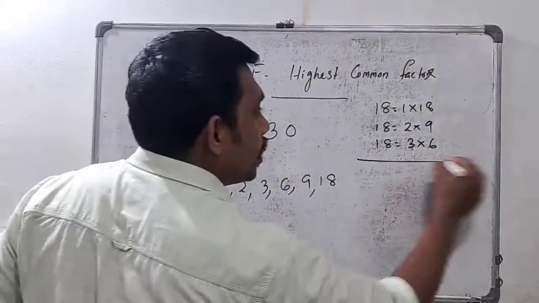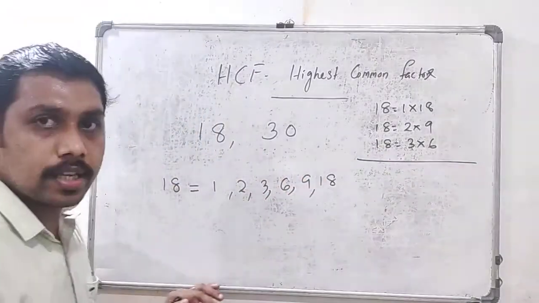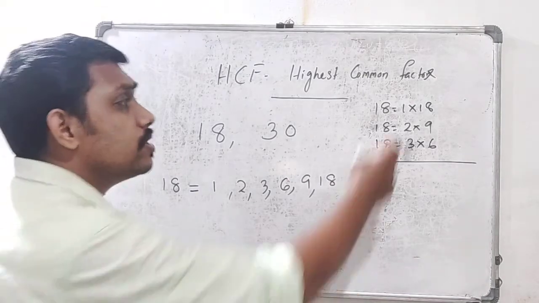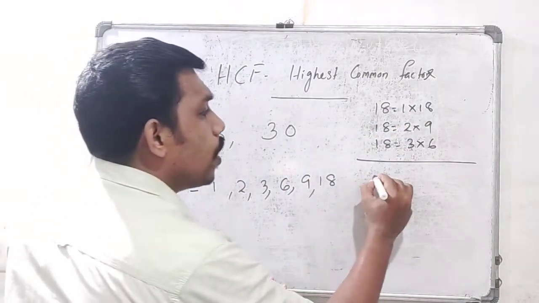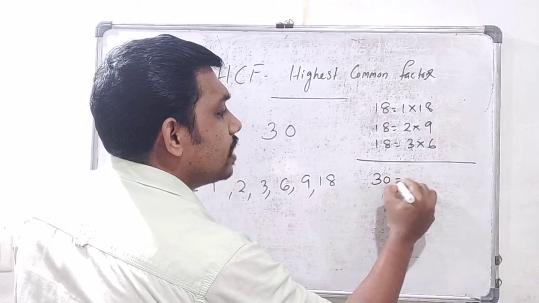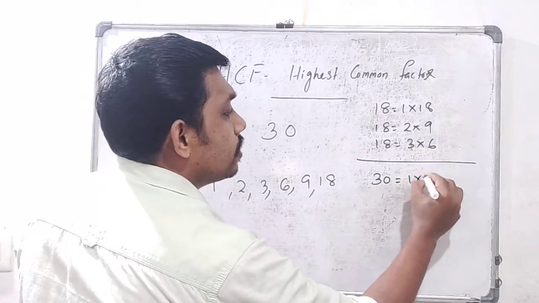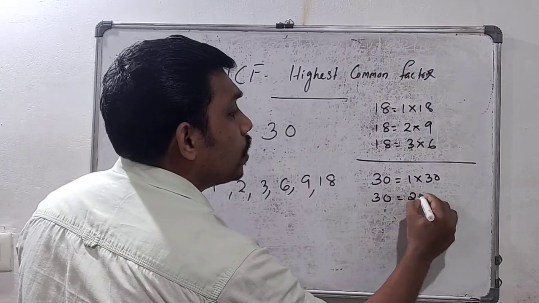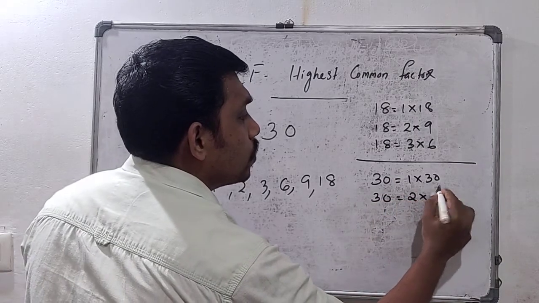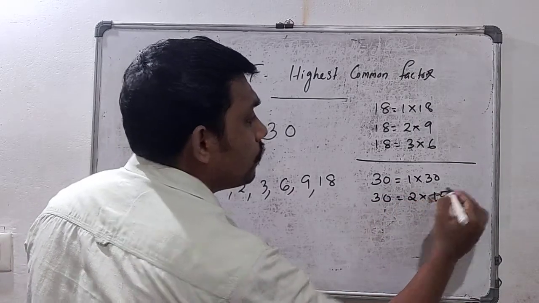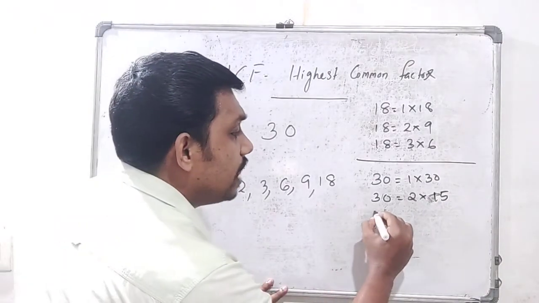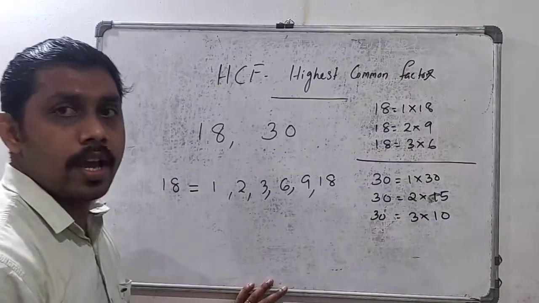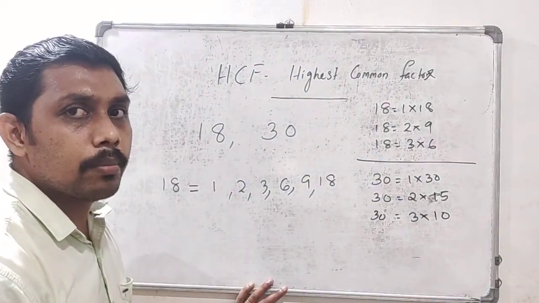As like that, we need to find the factors of 30 by using this method. So 30 is equal to 1 into 30, isn't it? And also 30 is equal to 2 into 15, isn't it? And also 30 is equal to 3 into 10.